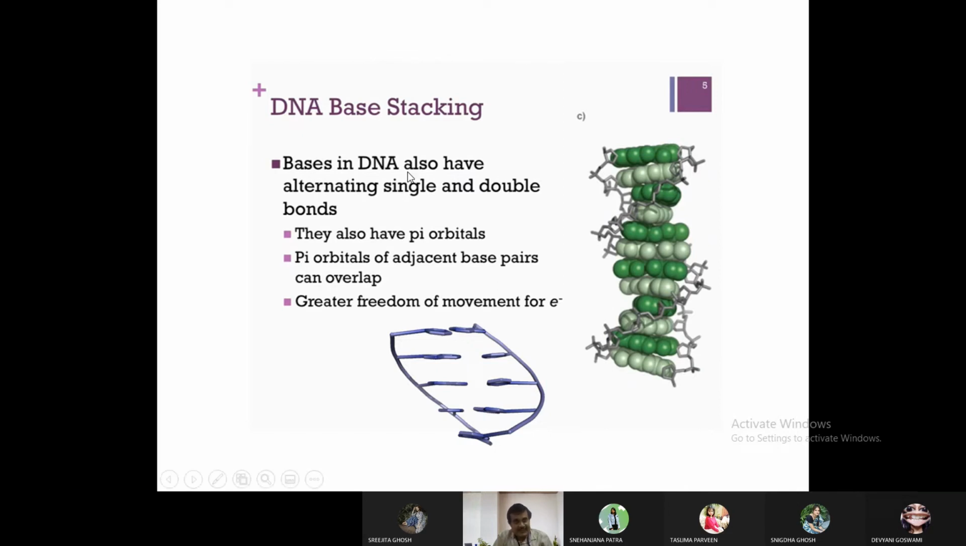So bases in the DNA have alternating single and double bonds. They also have pi orbitals. Pi orbitals of adjacent base pairs can overlap, and that creates greater freedom of movement of the electrons. Greater freedom of movement gives greater stability by the laws of entropy. And that is why DNA base stacking is a very stabilizing interaction.